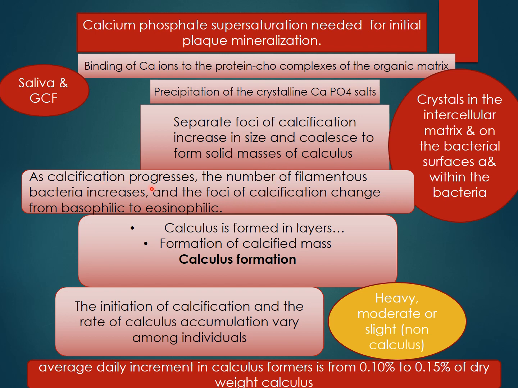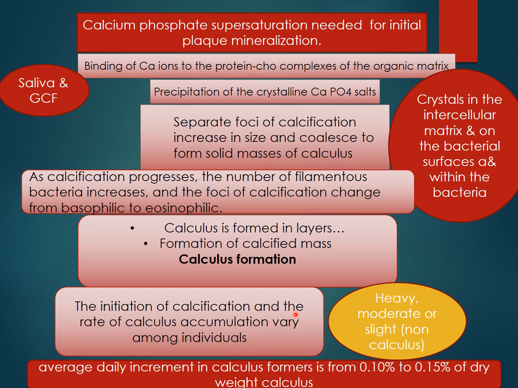During this calcification, the number of filamentous bacteria also increases, and this focus of calcification changes from basophilic to eosinophilic. As we said, it will be formed in layers, and these coalesce to form a calcified mass called calculus. The initiation of calcification and the calculus accumulation may vary from individual to individual and from location to location. So this can be categorized as heavy, moderate, or slight.